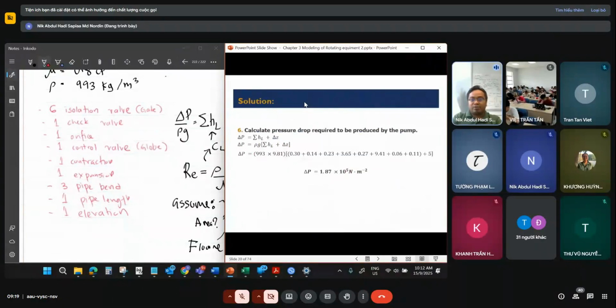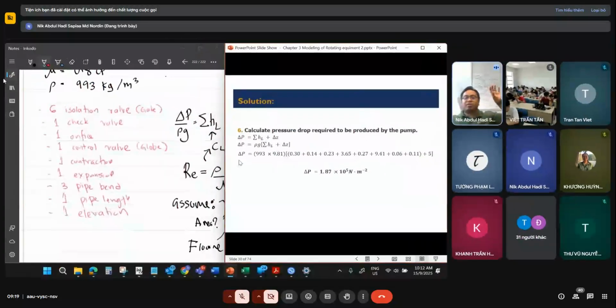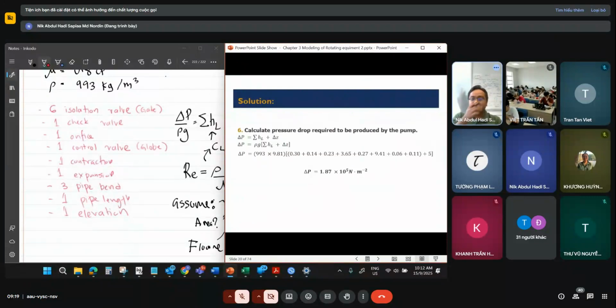Once we are able to calculate that and combine, we can calculate the total pressure drop inside, the total pressure drop in order to transport fluid from tank 1 into tank 2. The detail of the calculation, you can refer to the slides later. But the output from this exercise is we want to calculate this delta P.